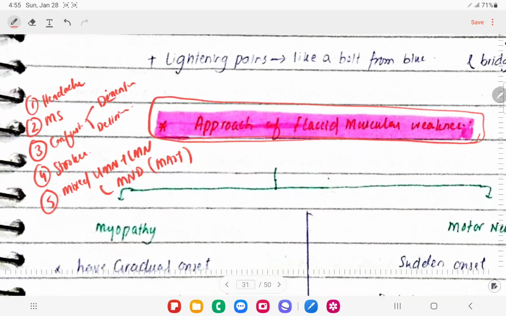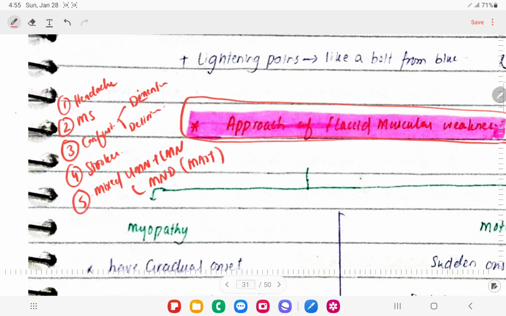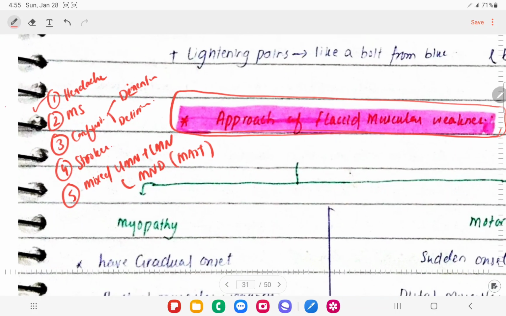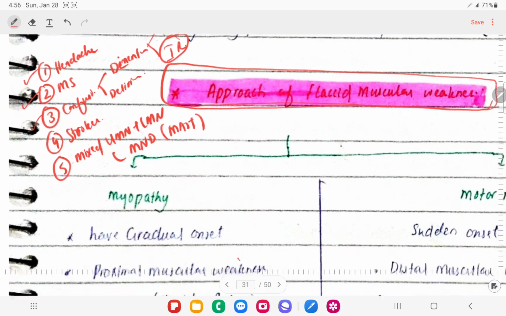Before that, I have gone through all these topics. I have discussed all the types of headaches, very briefly. Then I have discussed multiple sclerosis. Then I have talked about confusion, basically delirium and dementia. Then I have discussed the reversible and mostly the irreversible causes of dementia.